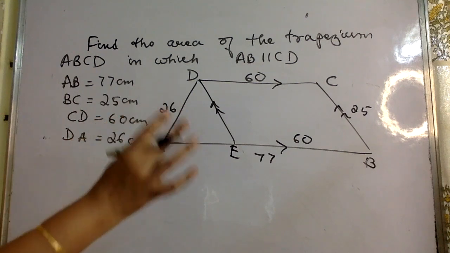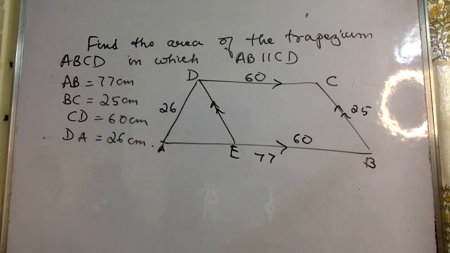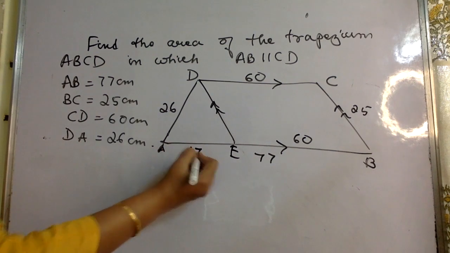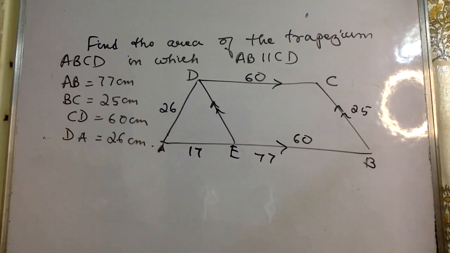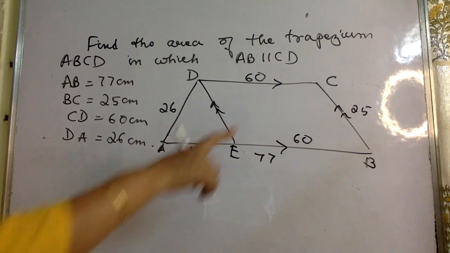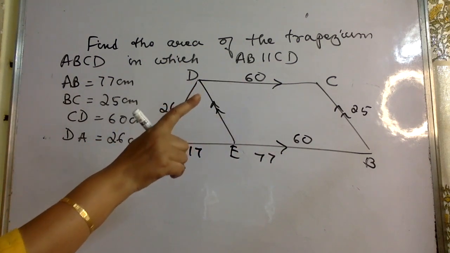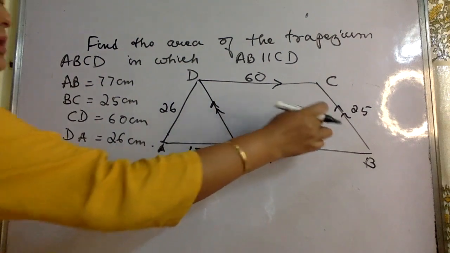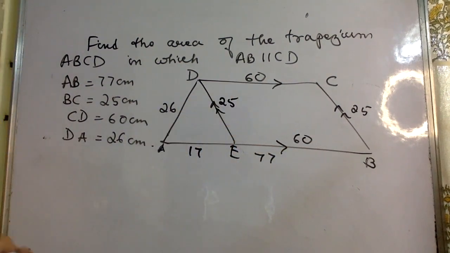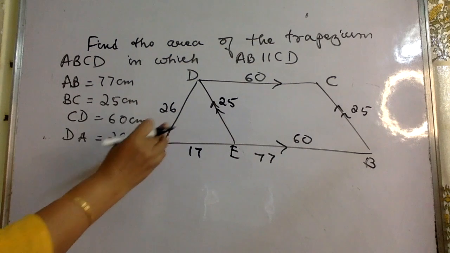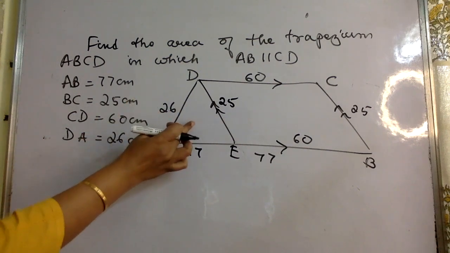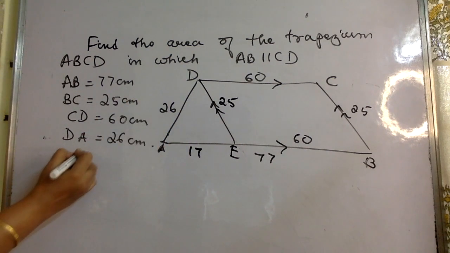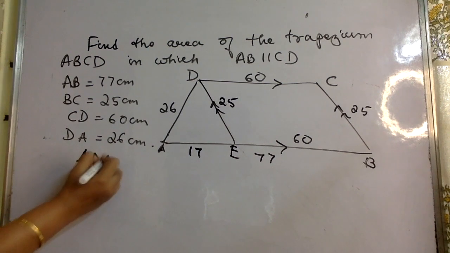Yes, EB is 60. If EB is 60, this part is 17, isn't it? This part is 17. Opposite sides of a parallelogram are equal. Since opposite sides are parallel, we call it a parallelogram, but the property comes along with it that opposite sides of a parallelogram are equal. If this is 25, then this is also 25. In that case, I have one triangle here, that is triangle DAE.